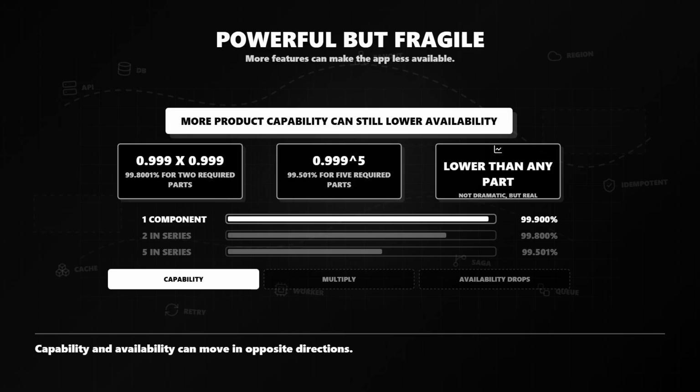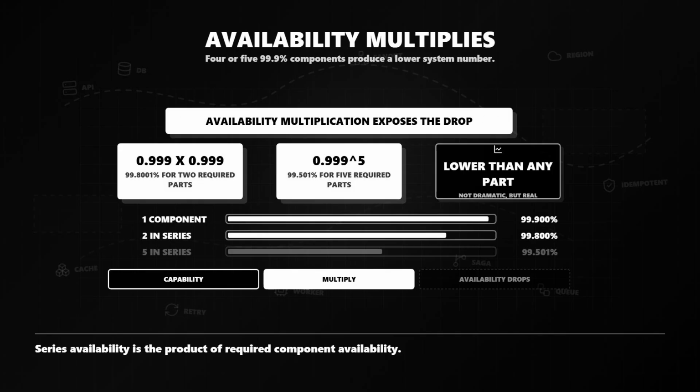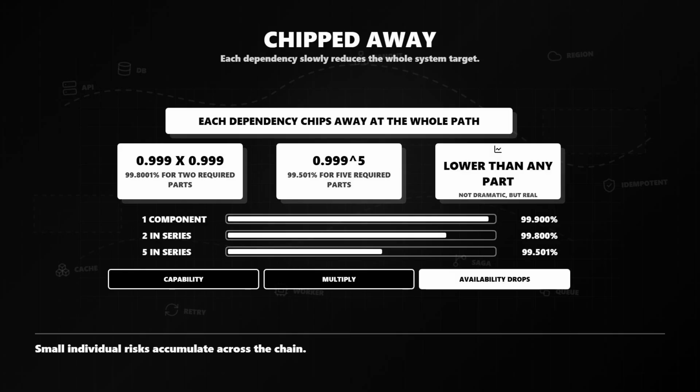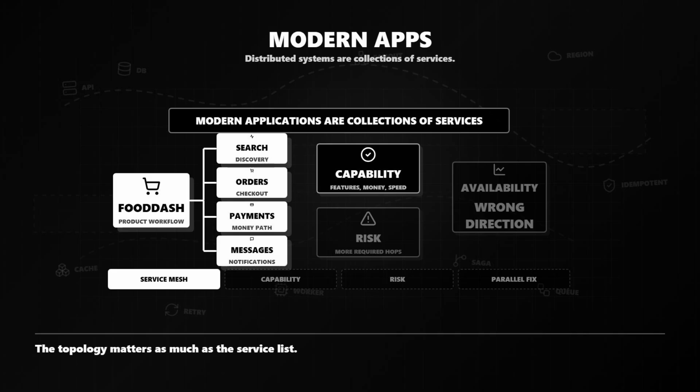Suppose every single component is 99.9% available. That's almost perfect. But put 4 or 5 of those components together in a chain and your overall availability becomes lower than any individual component. It's not dramatically lower, but it is lower. The more dependencies you string together, the more your overall system availability slowly gets chipped away. This right here is one of the biggest hidden challenges of distributed systems. Modern applications aren't just one monolithic thing. They are complex collections of services.